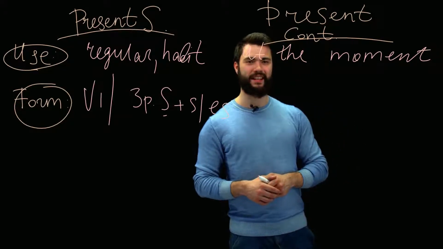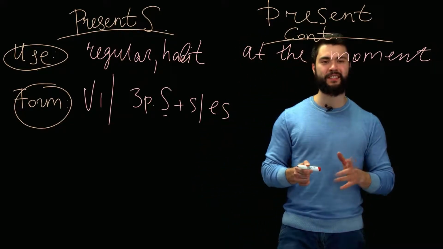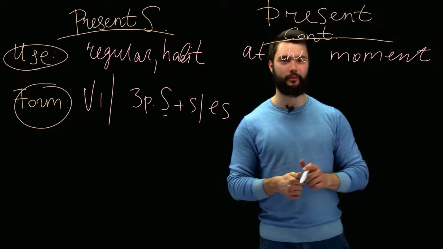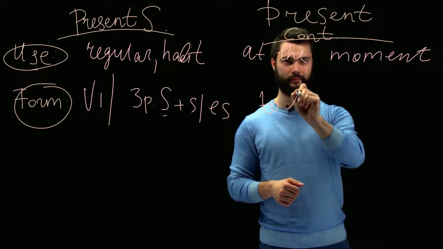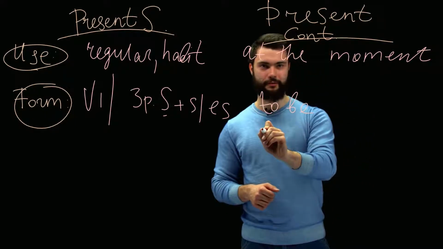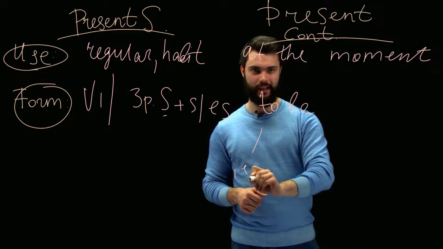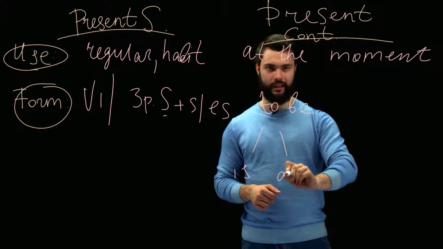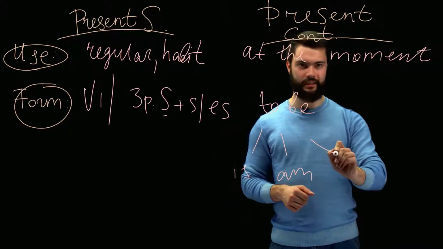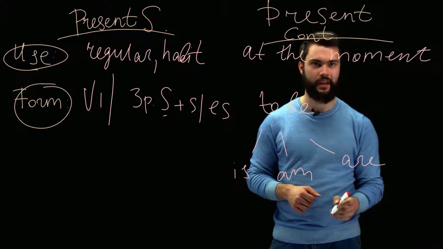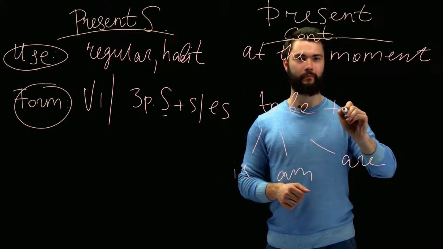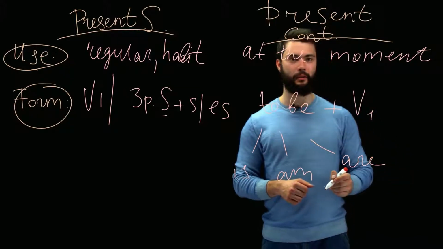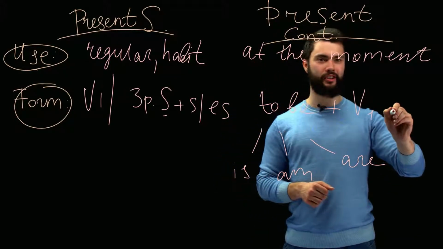How do we form the present continuous tense? The present continuous tense is formed with the help of the auxiliary verb to be. Its forms are is, am, and are, and also we should use the verb from the second column with the ing.